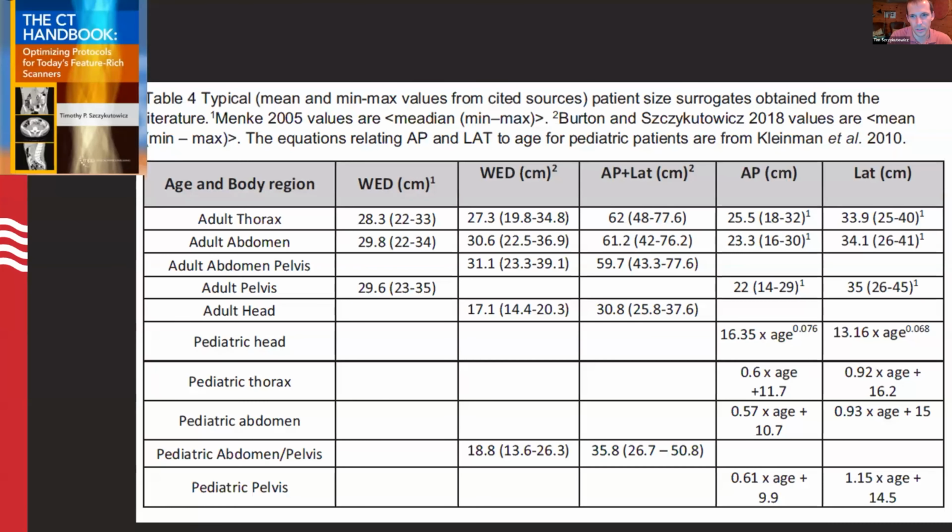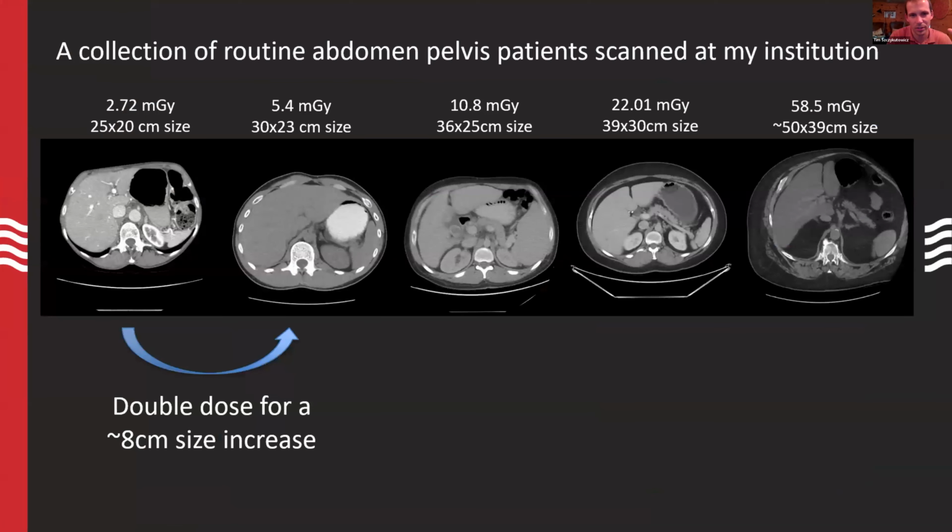So there are ways that you can go between some of these various different size metrics and the various levels of complexity and modeling, like I'm showing here on this table from my textbook, just comparing some water equivalent diameters to some geometric size surrogates, like just measuring the patient thickness.